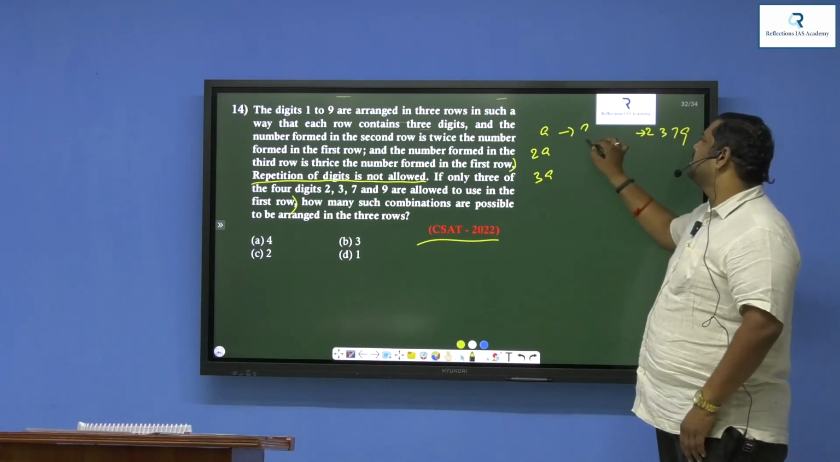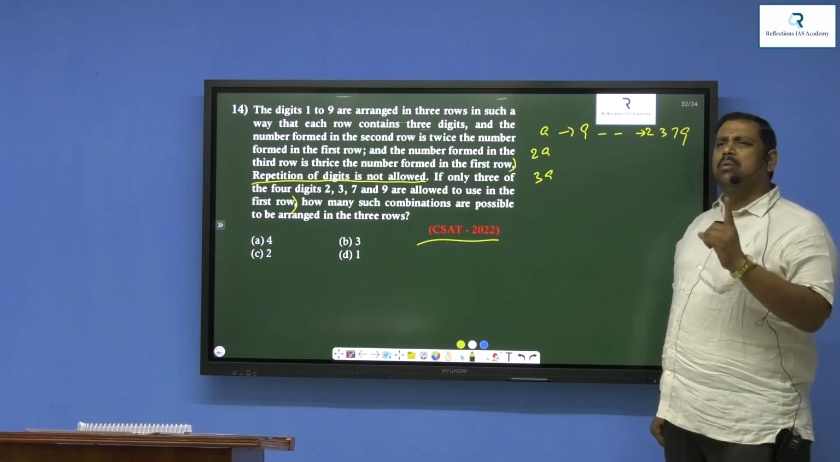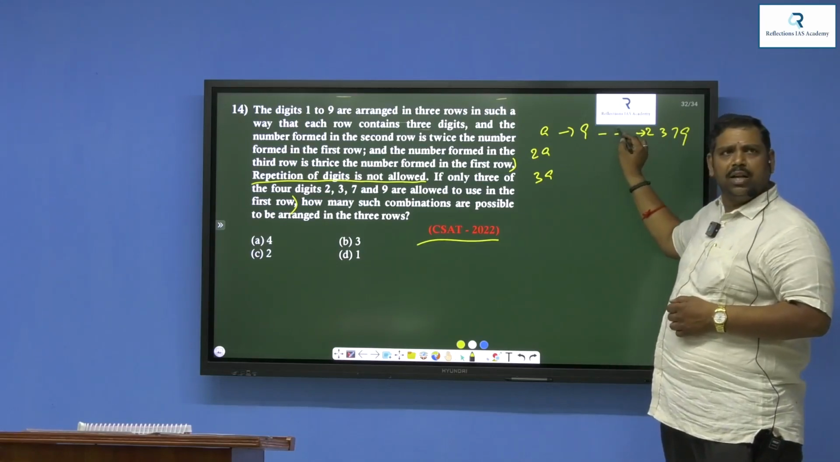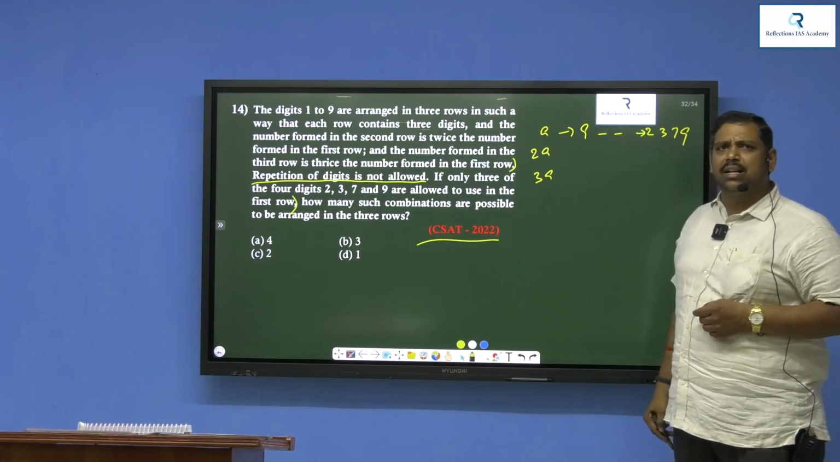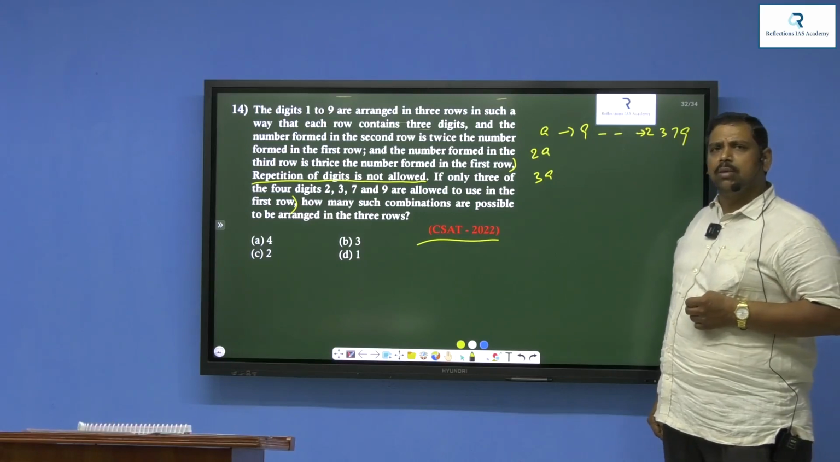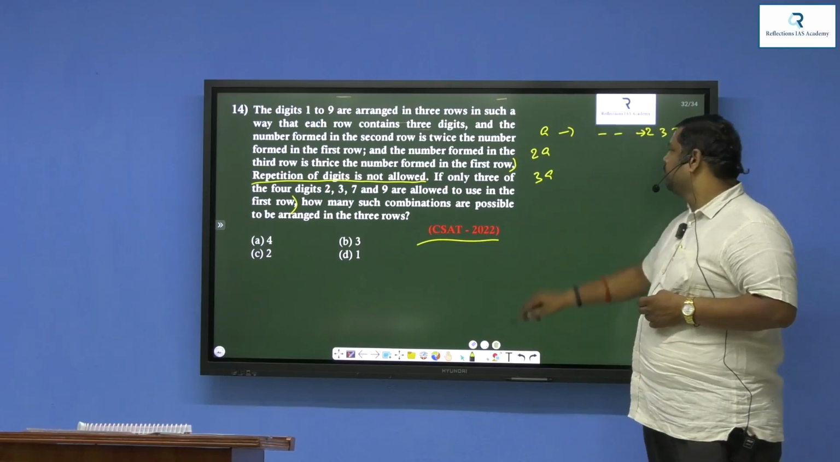What I will do is, sir, 2, 3, 7, 9. I'll assume the first digit is 9. Then one problem is there, sir. If I double it, it is 1800, which is more than a 3-digit number. 1800 means is it a 3-digit number or a 4-digit number? It is impossible, right? So the first digit should not be 9.